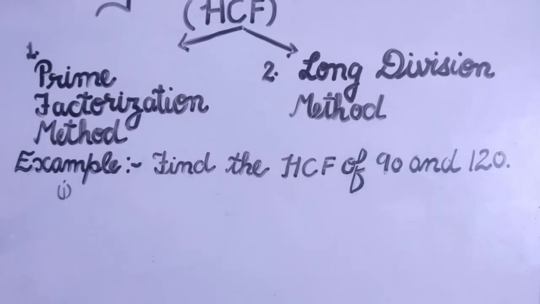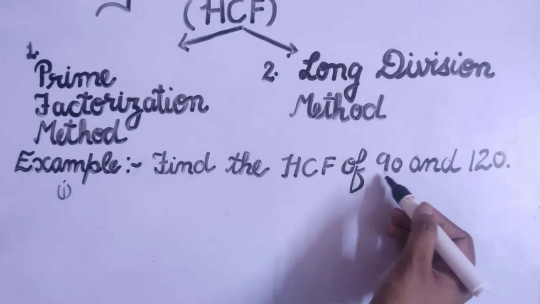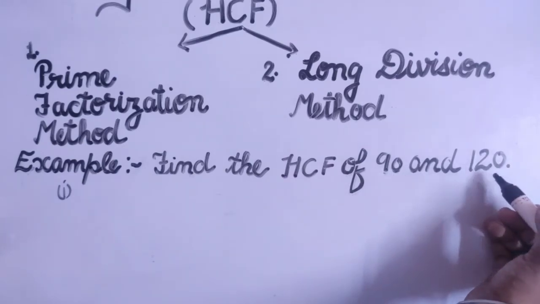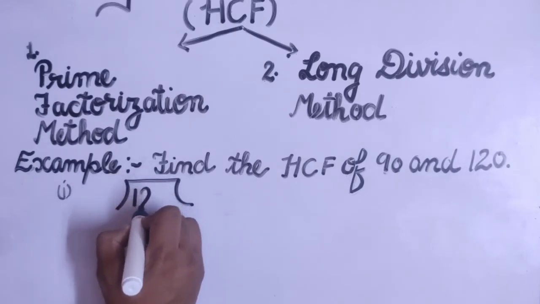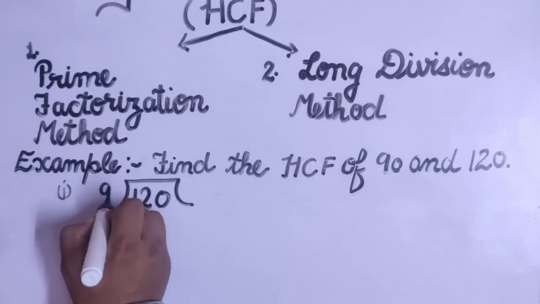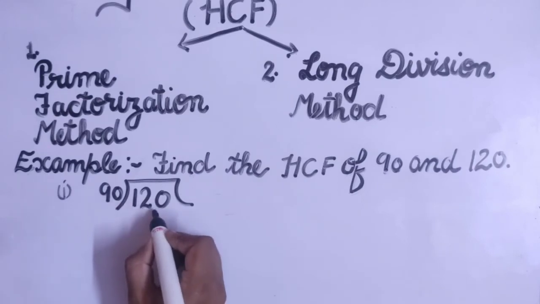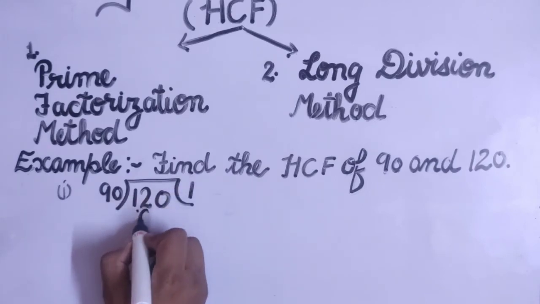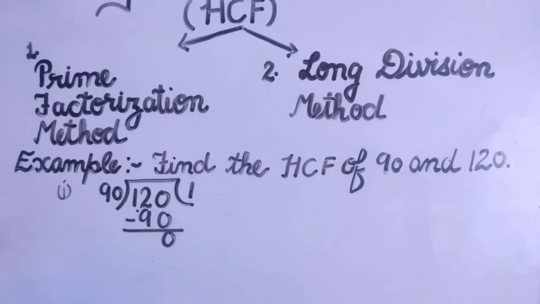When these numbers are large numbers, then we should go for the long division method. Now students, first step which we have to follow is that we have to divide the larger number by the smaller number. Let's try to divide it. 120 divided by 90. Yes students, when we try to divide it, it will go 1 only. 90 ones are 90. Now subtract. When we subtract 90 from 120, what we will get, students? 30. This is the first step.